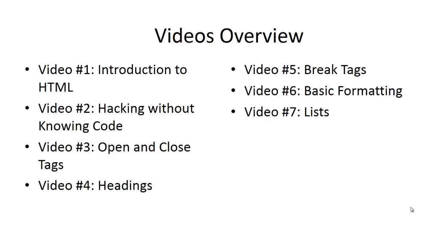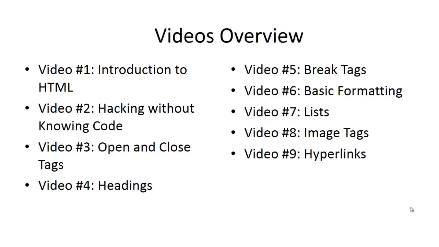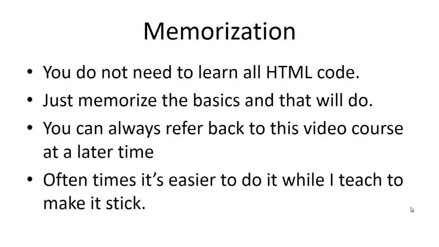Video number 7, we're going to talk about lists, unordered lists and ordered lists. How do you create these types of lists? Because this is something you're going to want to do. And video number 8, we're going to talk about image tags and how to make them SEO friendly. And of course, video number 9, we're going to talk about hyperlinks. Not just how to create a hyperlink, but how to make it so when somebody clicks on it, it opens up in a new window. This is something you are going to face over and over again, and that's why we're focusing specifically on these tags.